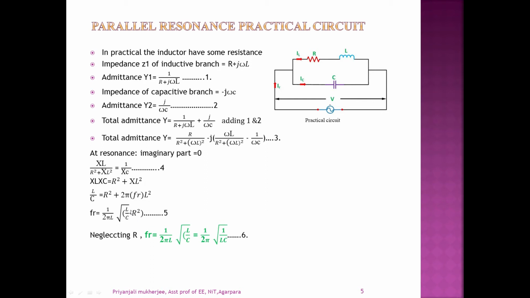Now, in this case, the resistance value is very small, and as it is very small, we can neglect this value, and then Fr becomes 1 by 2 pi into root over of 1 by LC. So, in the series circuit as well as in this parallel circuit, the resonating frequency becomes 1 by 2 pi into root over of 1 by LC.